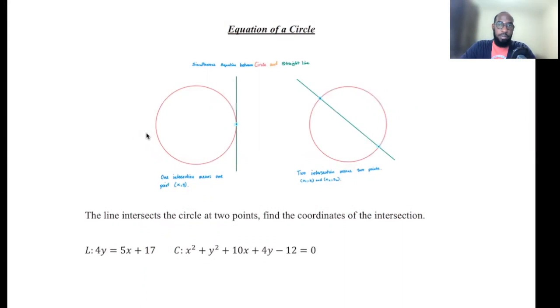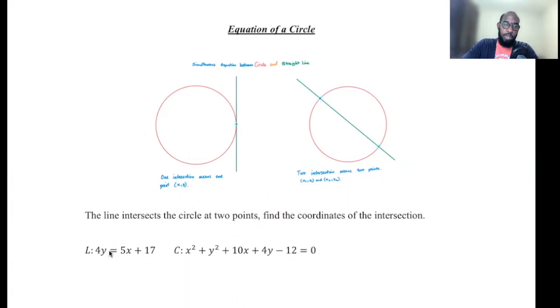Equation of a circle. Here we have the equation of a straight line and the equation of a circle, and we have to find the coordinates of intersection. If the straight line intersects the circle at one point, it's like a tangent, one point here. If the straight line intersects the circle at 2 points, it means that the straight line is going through the circle and intersects it at 2 points.